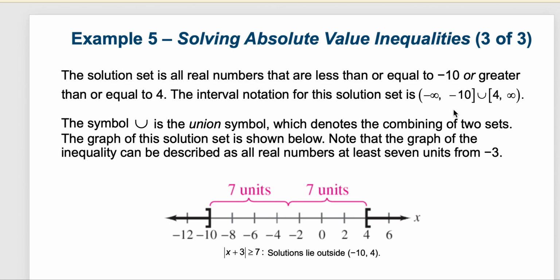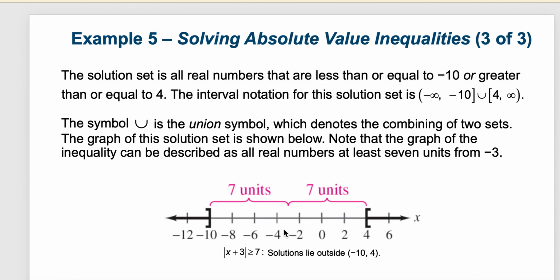So whenever you have two different solutions that are not connected on the number line, we include them using a union sign. This means the solution set is this interval and this interval. So union basically translates as "and."